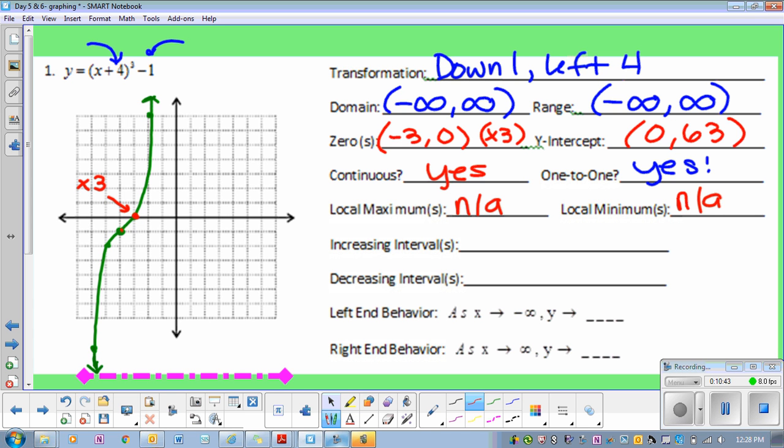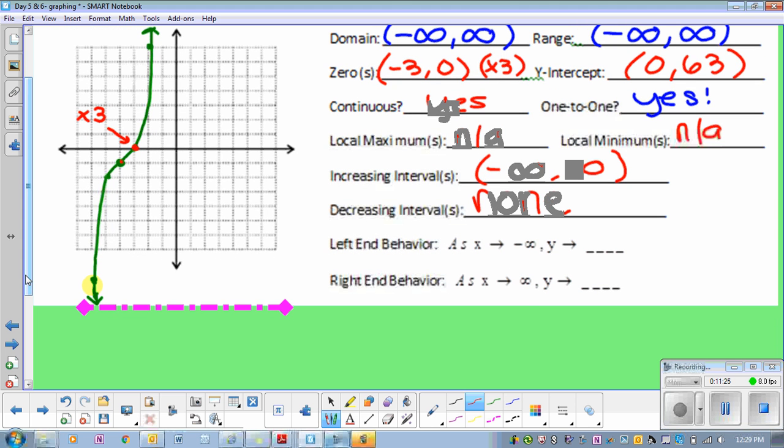So with this graph, starting from the left to the right, what is this one doing? It's increasing the whole way, all right? And you can tell because your right arm is going up. From the left to the right, if the right one's going up, increasing. So this one is increasing all the way from negative infinity to infinity. So then is this decreasing anywhere? No.